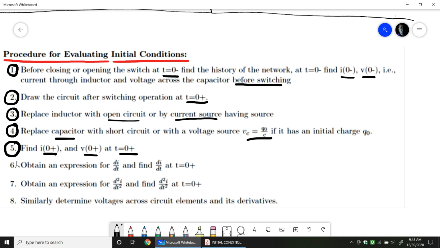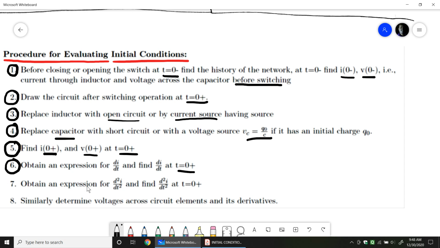Then sixth is you find out the derivative. You obtain an expression to find out the first derivative or second derivative and all. We need to write the equation for the given circuit at t equals 0 plus. So you will have a circuit with capacitor, resistor, inductor and so on. You will write the integral differential equation for this, and then you find out the first derivative or second derivative and so on at t equals 0 plus.